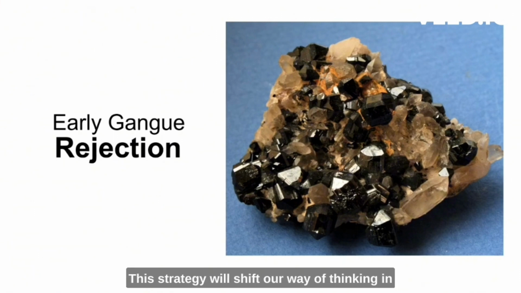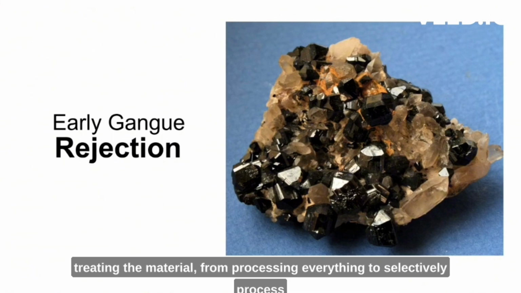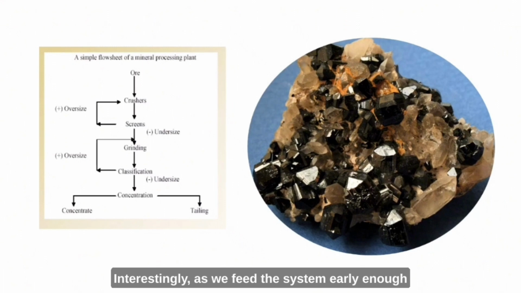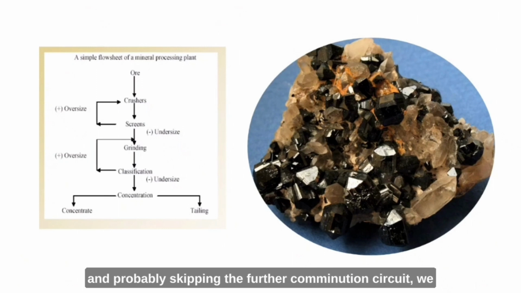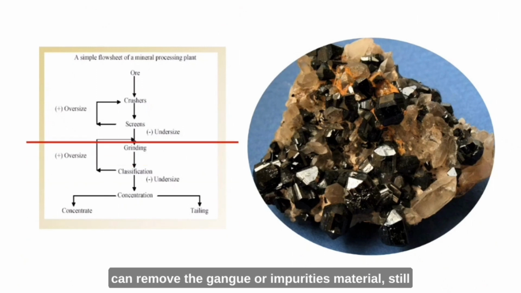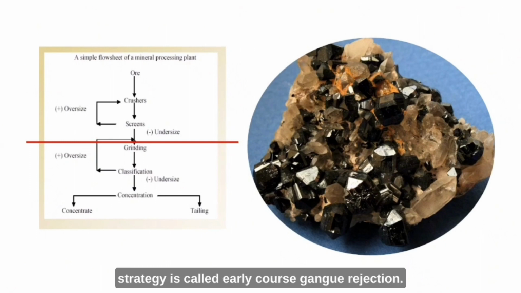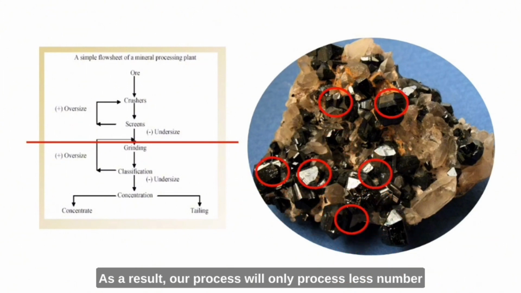This strategy will shift our way of thinking in treating the material, from processing everything to selectively processing the valuable mineral only, or rejecting or removing the gangue or impurities as early as possible. Interestingly, if we apply it early enough, and probably skip the further comminution circuit, we can remove the gangue or impurities while still in coarse or big size, so this strategy is called early coarse gangue rejection.